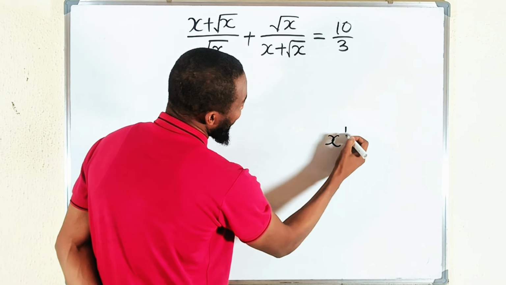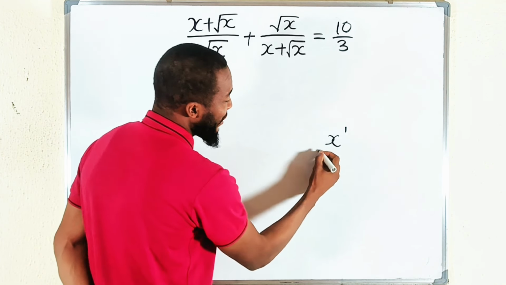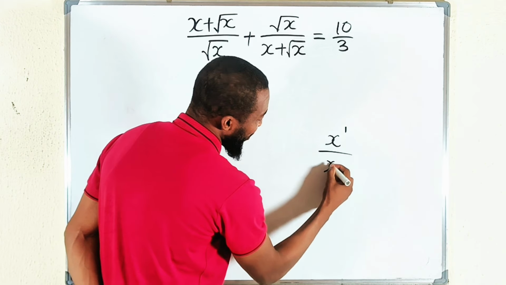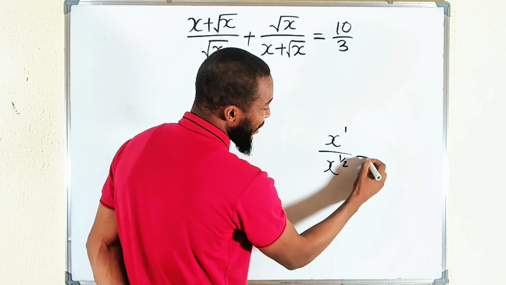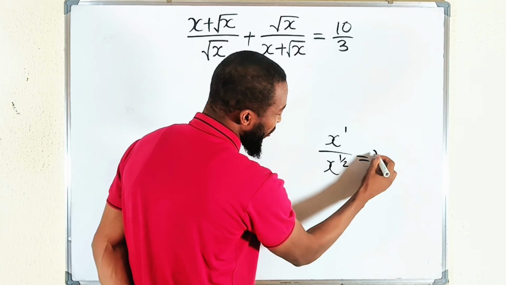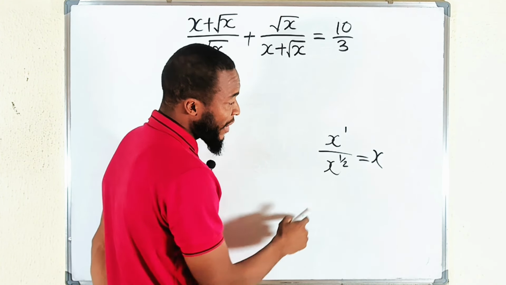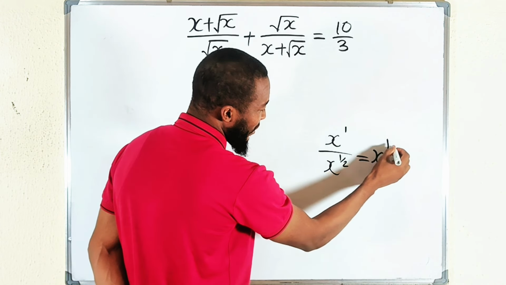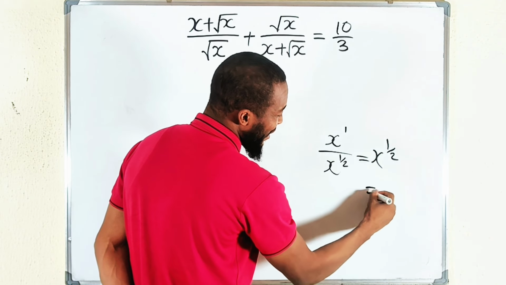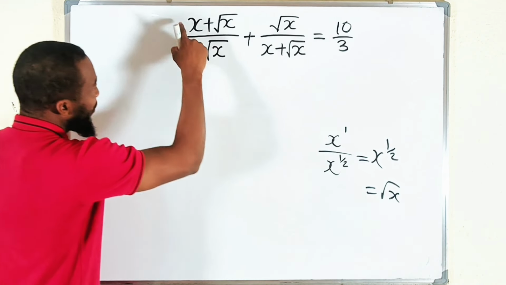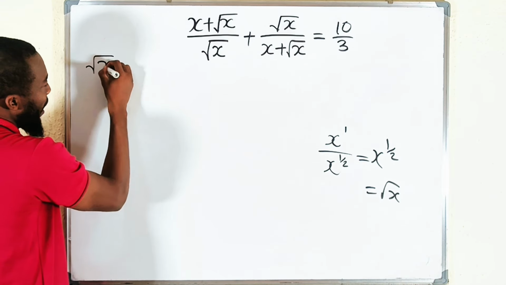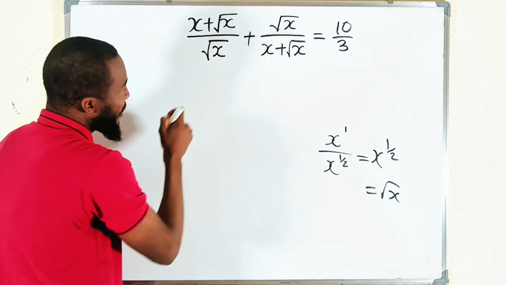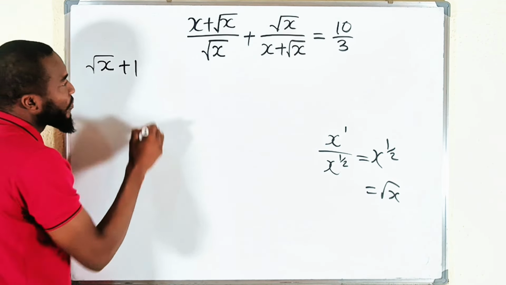Because x is the same thing as x to the power of 1, right? And square root of x is the same thing as x to the power of 1 over 2. According to one of the laws of indices, since we have common bases, you take one base, then you subtract the exponents. 1 minus a half is still a half. And you know that this is just square root of x. So x divided by square root of x is simply square root of x. Then square root of x divided by square root of x is 1.